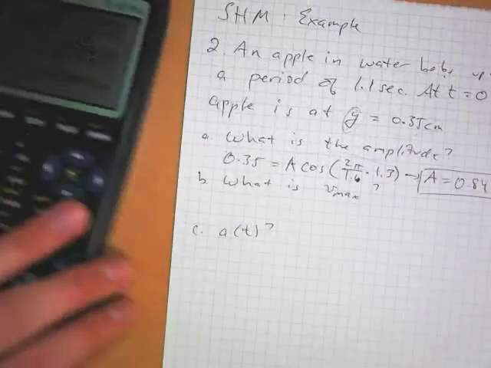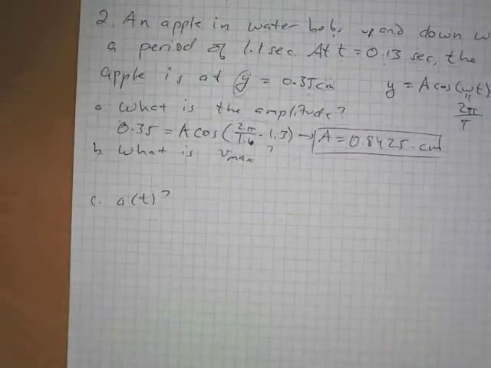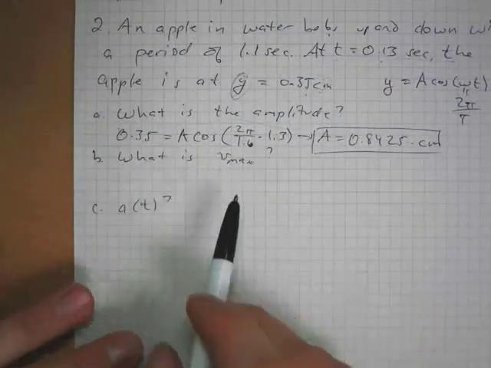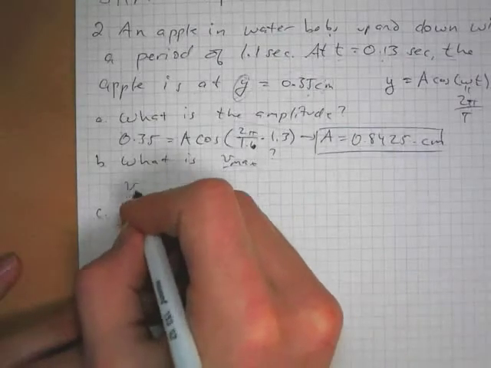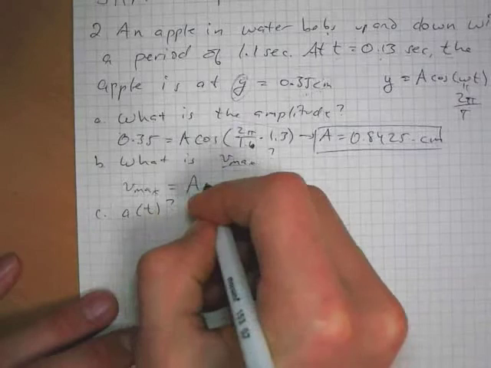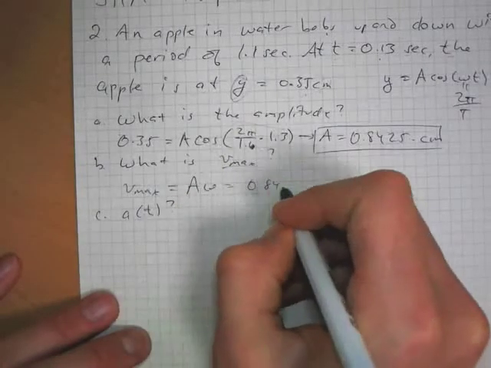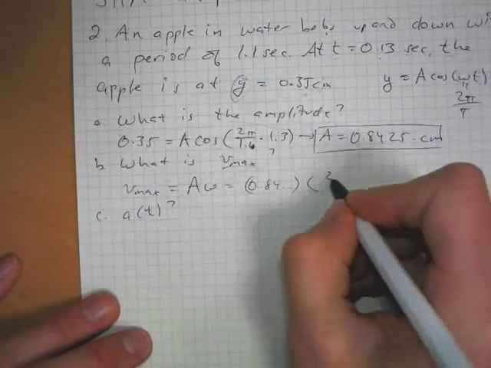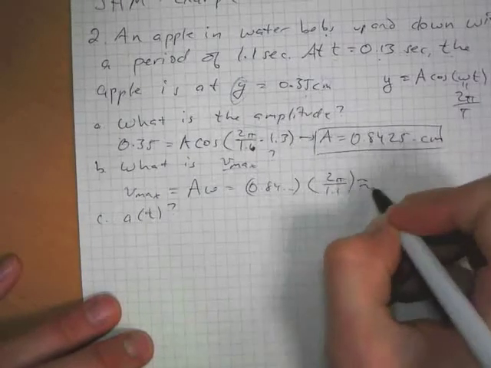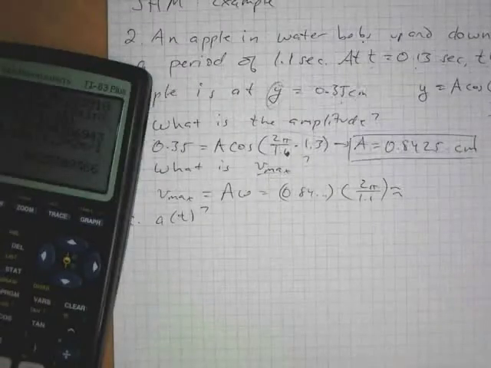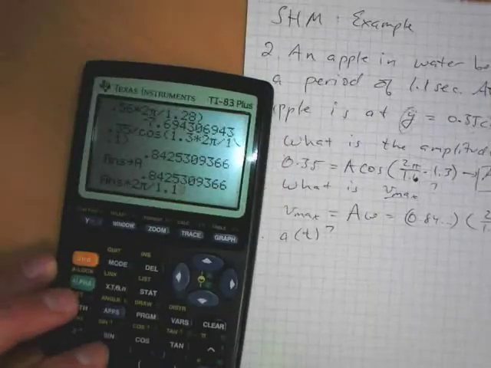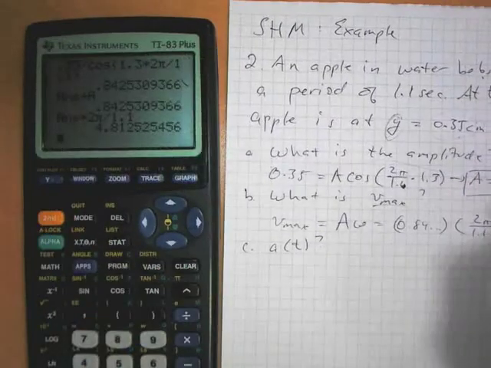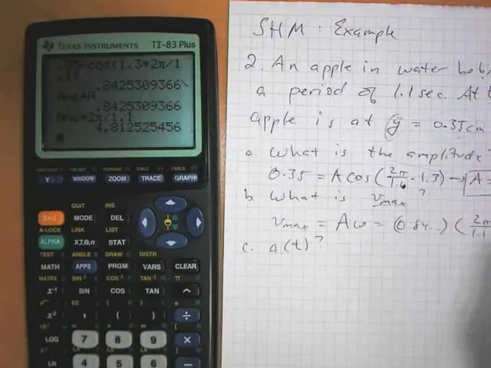Once we have that, we have everything we need to write the equations, and so we could figure out any of the things I asked in the last example. But what I have here is, what is maximum velocity? Well, we know that v max is a omega, so that's 0.8425 whatever, times 2 pi over 1.1. I'm going to store that as a, times 2 pi over 1.1, and we get 4.8125 centimeters per second.